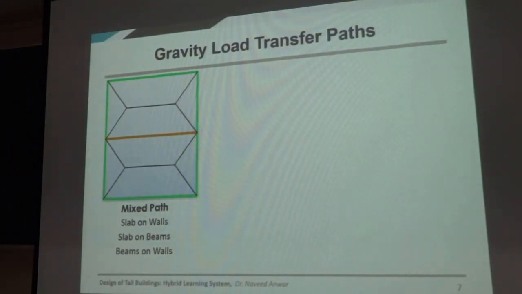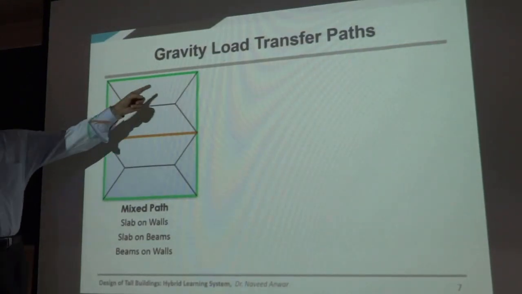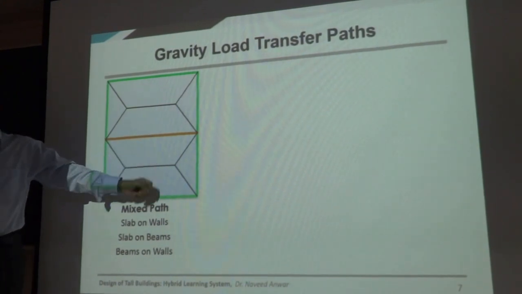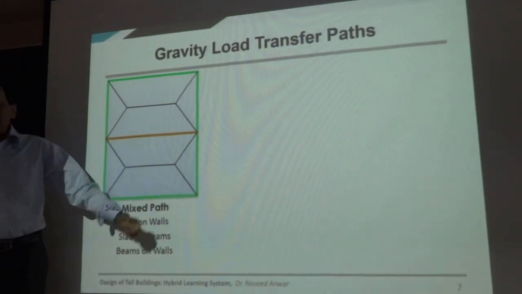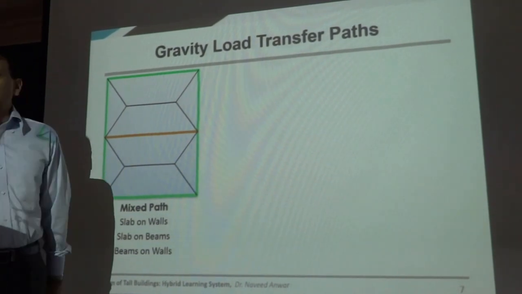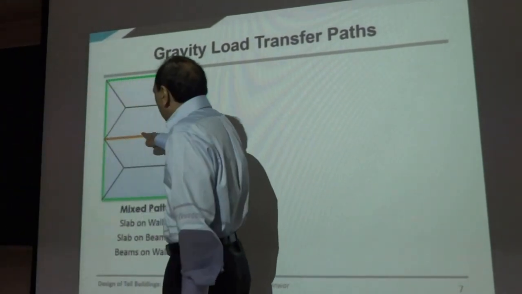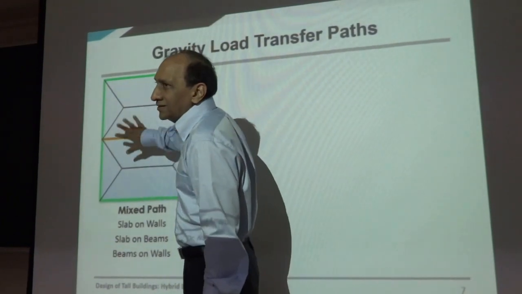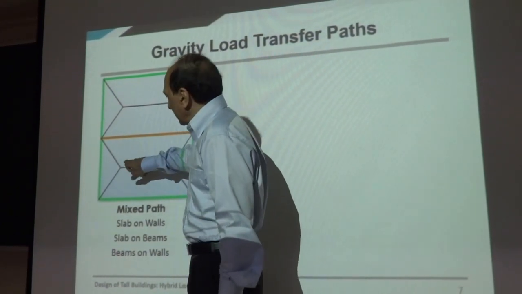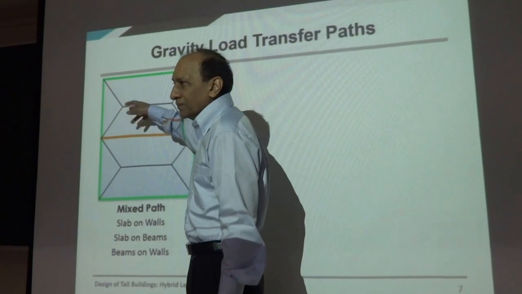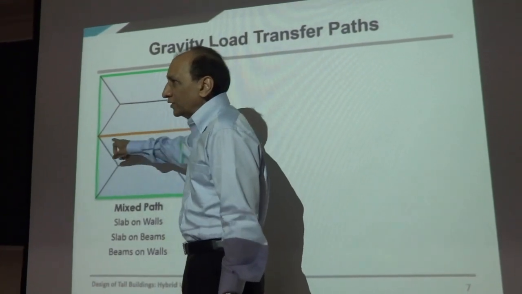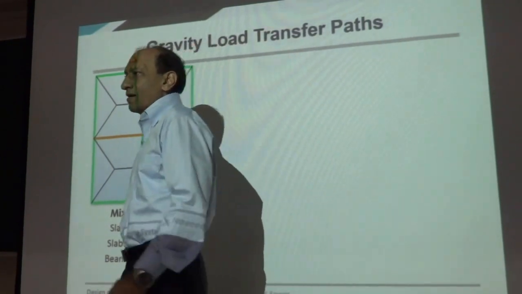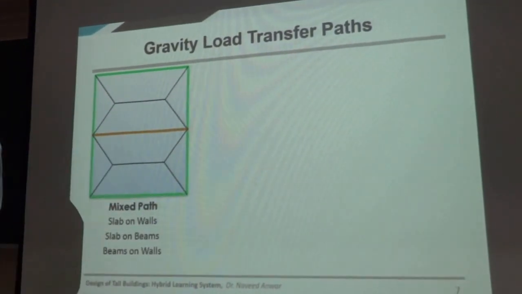Now things become even more interesting. Suppose this is the same room and I put a beam in between. Now traditionally, if you just put a beam there, you will do like this. You will divide this slab into two parts, right? Then you will say this is slab 1, this is slab 2. Then you will say this load will go to that beam, this load will go to that beam, and then you will design this beam to carry the load to the wall. Am I right? That's what you will do.